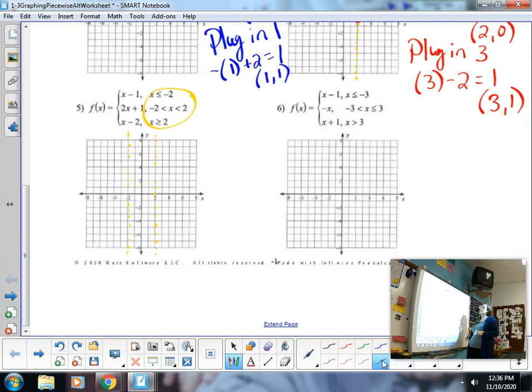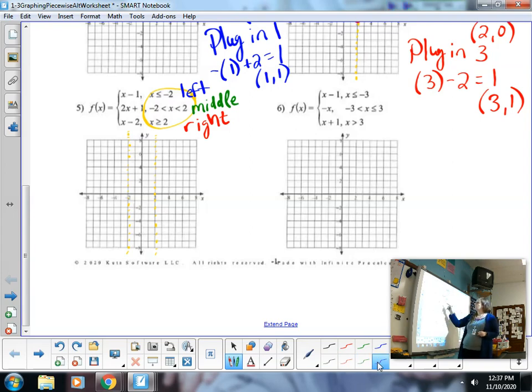All 3 of these pieces are diagonal. My top piece is going to exist to the left. The piece in the middle is going to exist in between the boundary lines. So instead of like before, where I only had a left and a right, now I'm going to have a left, a middle, and a right. And so the bottom piece, again, is going to exist on the right.